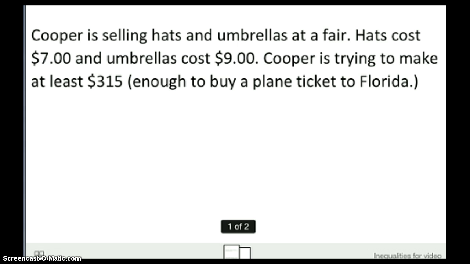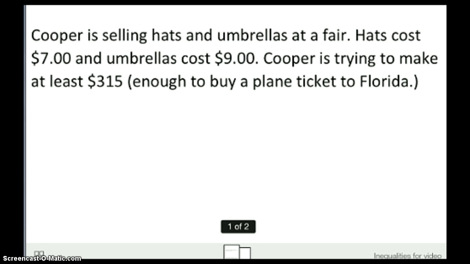Okay, let's read the second problem. Cooper is selling hats and umbrellas at a fair. Hats cost $7 and umbrellas cost $9. Cooper is trying to make at least $315. Apparently enough to buy a plane ticket to Florida. Why don't you go ahead, hit pause, reread the story to yourself, and circle what you believe the most important information to be. And then you can check back with me.